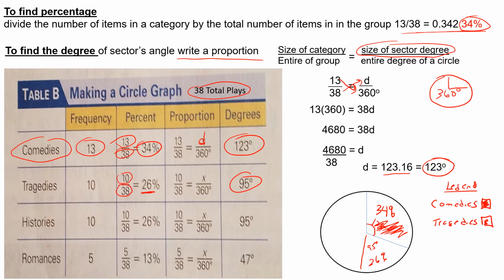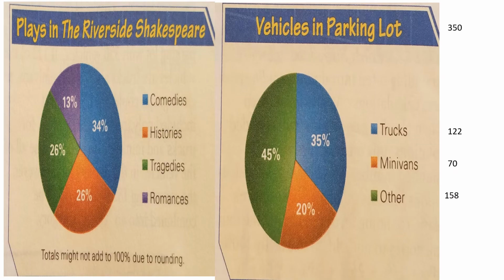But the other option that you could do, let's say, if this was romances, you can just write romances in here. Romances is 13%. So instead of doing the legend out here, you could actually write the categories, the words inside the graph, and then not even have the legend. So there's two different ways in which you can do your circle graphs.